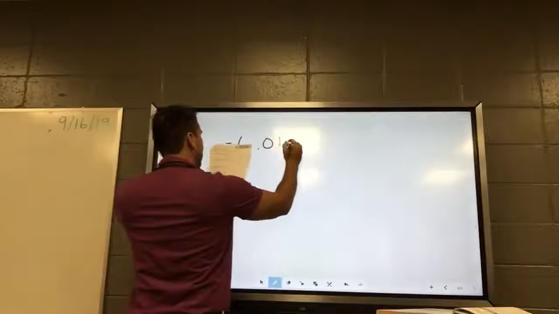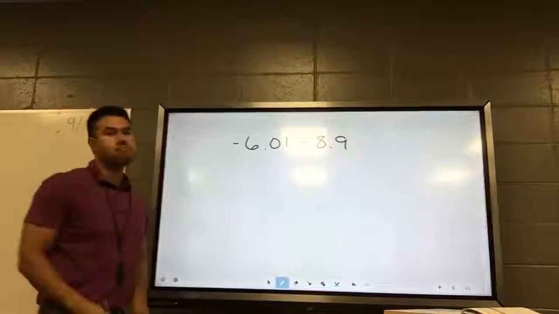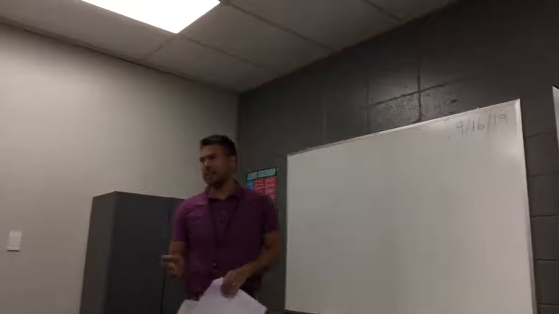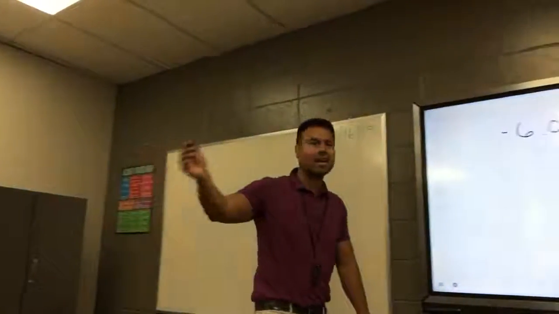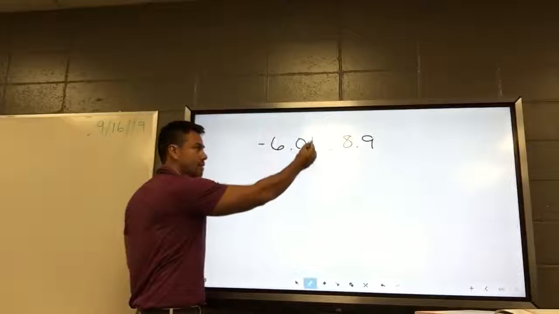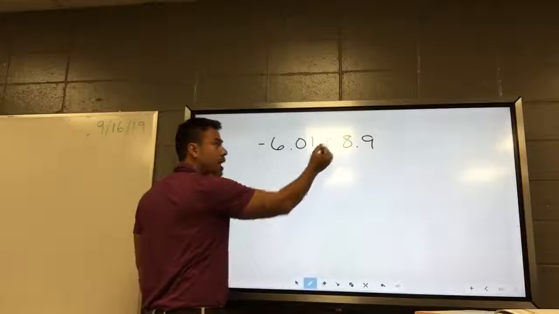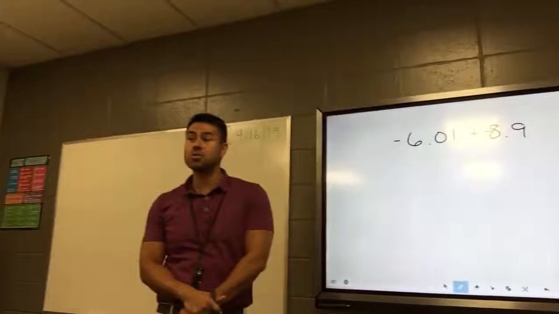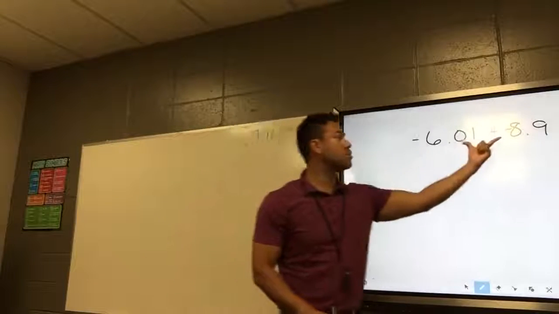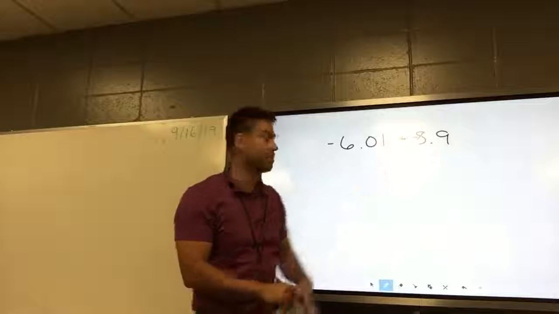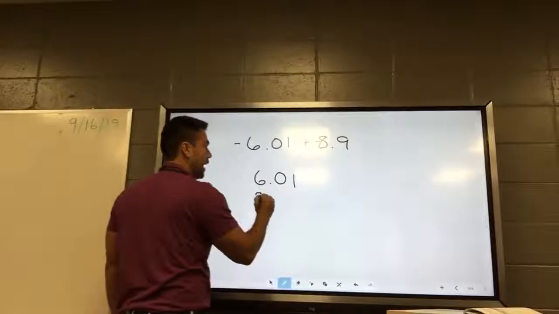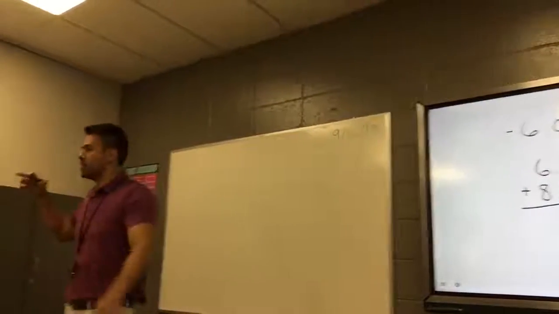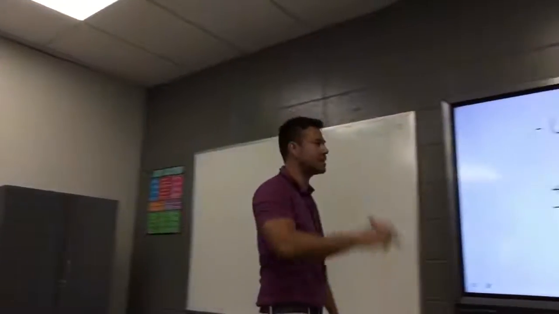Negative 6.01 minus 8.9. You could keep it that way as long as you're either thinking of it or working it out as stay, change, opposite. So what would the stay do? It'd keep negative 6.01 the same. Change to addition, and what's the opposite of 8.9? Negative 8.9. So what am I actually doing with those two numbers? I'm adding two numbers with the same sign, so I'm actually just adding them. 6.01 and 8.9. So if you know your rules for addition, you can apply them even to subtraction. That's why I like just knowing one set of rules.